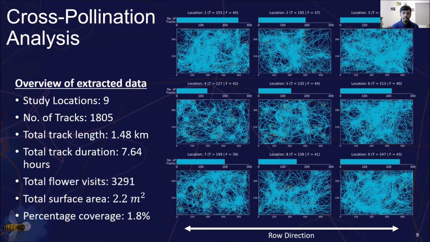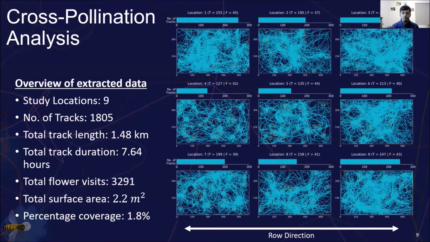And here are some statistics related to the collected data. We recorded 1,805 honeybee tracks across all data collection points, and the total track length was about 1.5 kilometers. The total duration of recorded tracks was around 7.6 hours. We also recorded around 3,300 flower visits. And the area covered by all 9 cameras was 2.2 square meters. But if you look at this area as a percentage, it is only 1.8% of the strawberry row. But we plan to expand this in the future to cover a large part of the farm area.